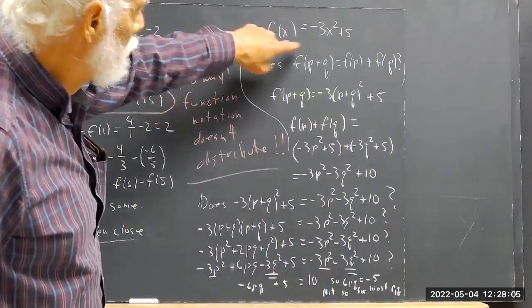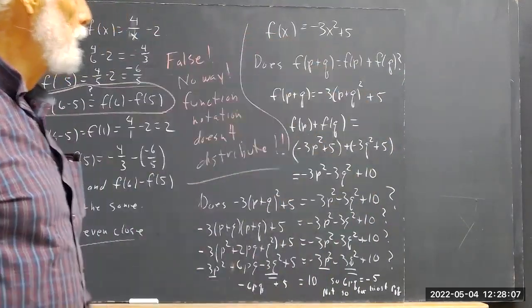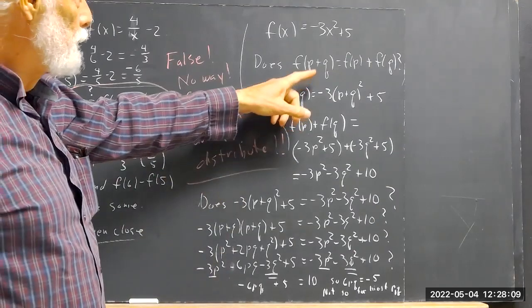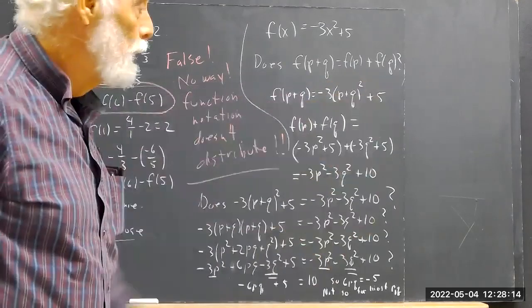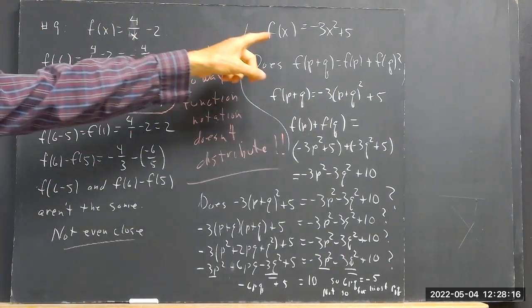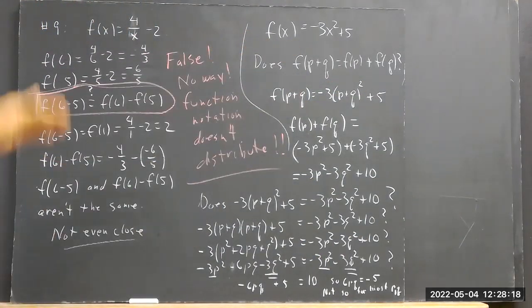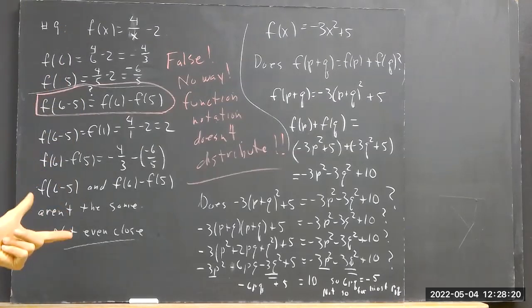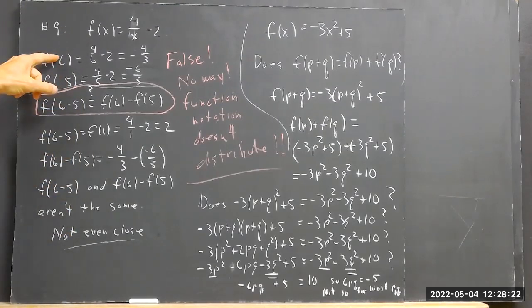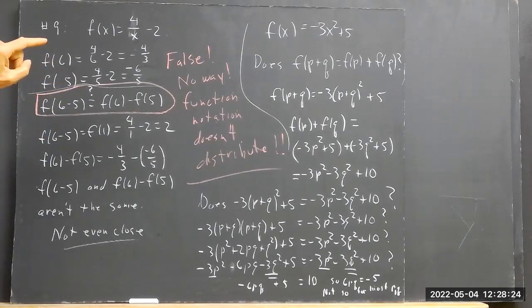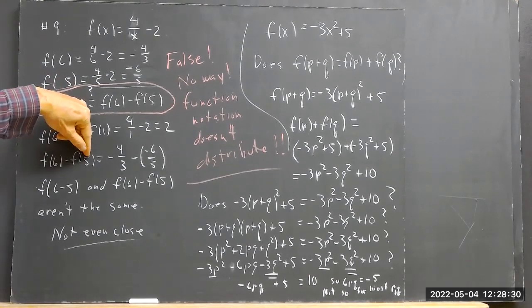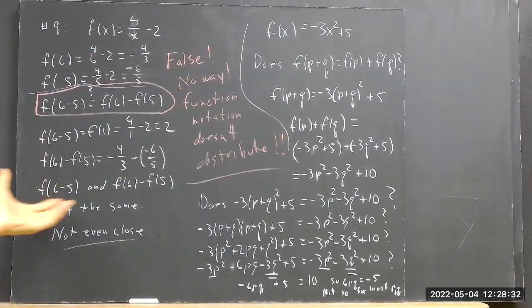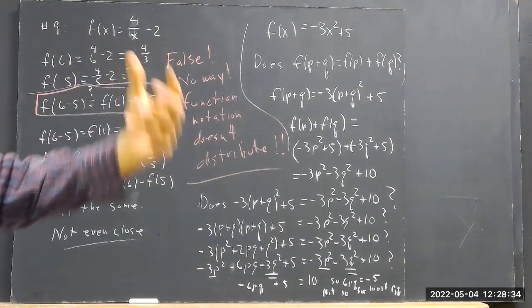But anyhow, we've got f of x equals negative 3x squared plus 5. We want to answer the question, does f of p plus q equal f of p plus f of q? It might. For some functions, it might actually work. But here we had an example of one where it doesn't work. Well, f of 6 minus 5 does not equal f of 6 minus f of 5. An example where f of p and f of q don't combine to give you an f of p plus q.